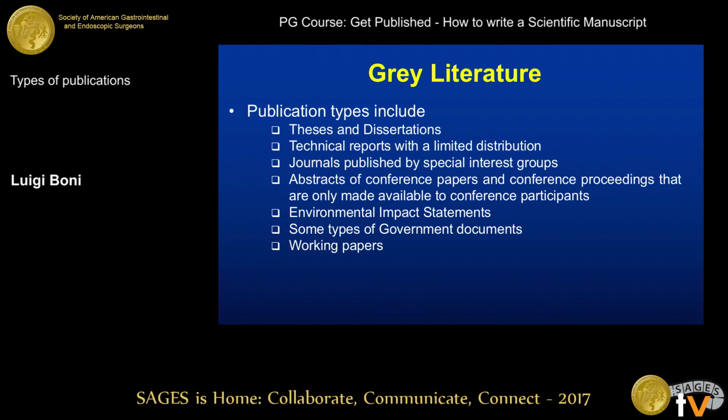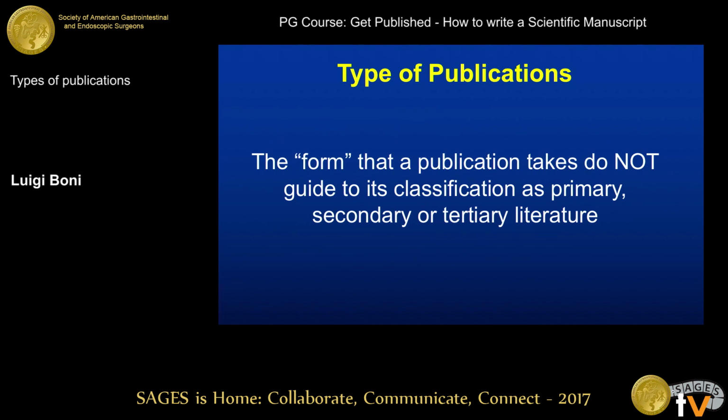And these are theses and dissertations. Sometimes they're not really published for everybody. Technical reports, journals that are published but only to a very limited group of people. Abstracts of conferences. After conferences, sometimes they are published only in proceedings, and that is difficult to obtain. Some other times they are published in journals, and that is a different matter. And then you have working papers and government papers, which sometimes are difficult to obtain as well.